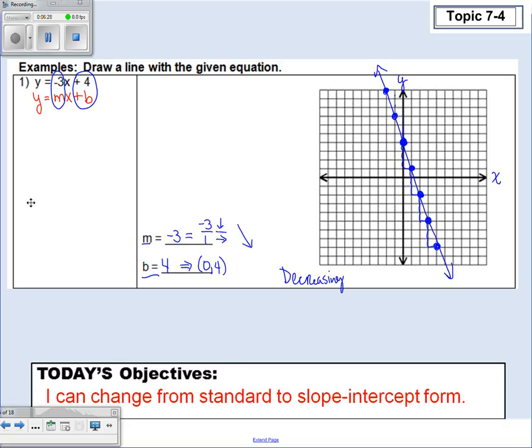Since it is in y equals form, you could check it on the calculator. We're not going to do that today, but you can pause and look on the calculator to make sure your graph is correct.